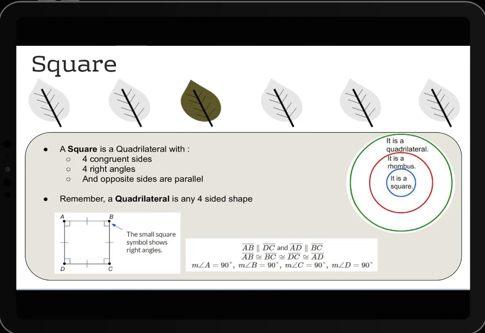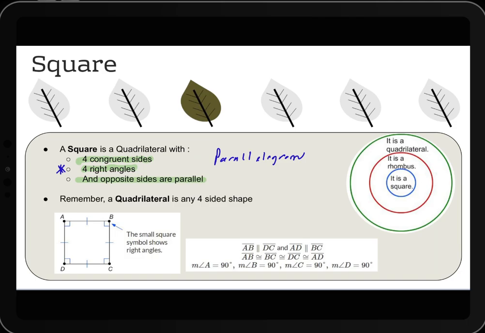Now let's go ahead and talk about the square. The square has all the properties of a rhombus, but in addition to that, it has four right angles. So this one is, of course, unique as well. It has to have four right angles. Of course, as you know, it's a parallelogram, so its opposite sides have to be parallel. And it's a quadrilateral because it has the four sides.